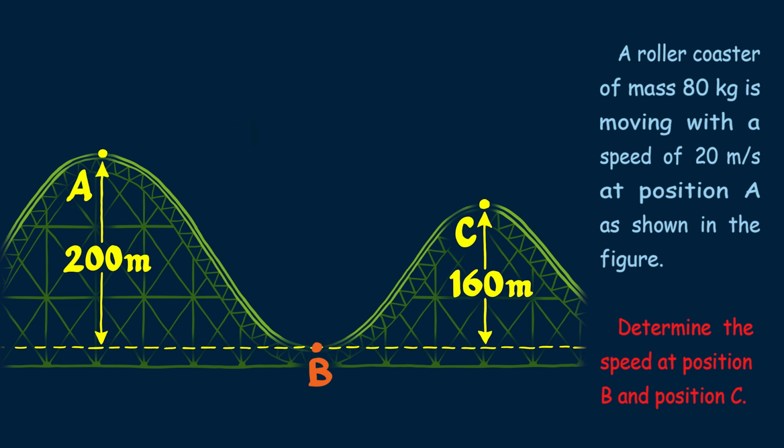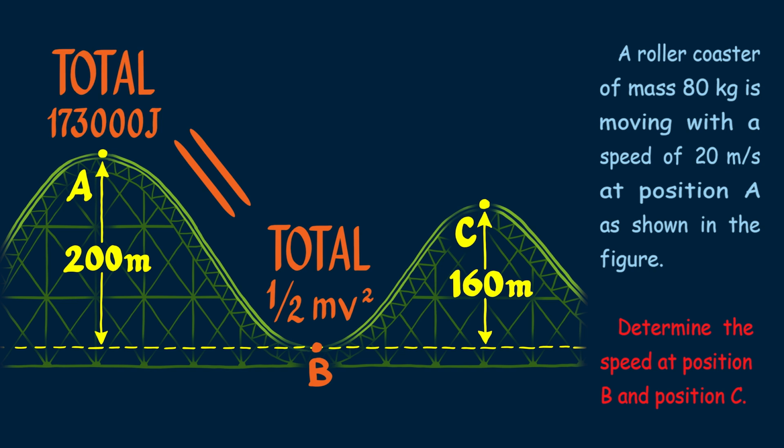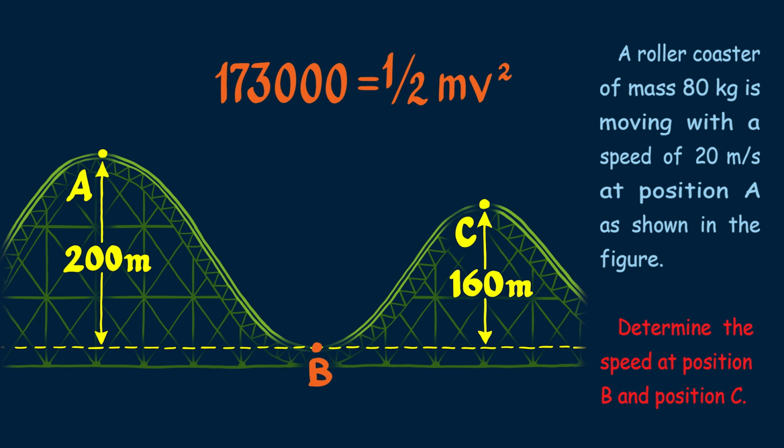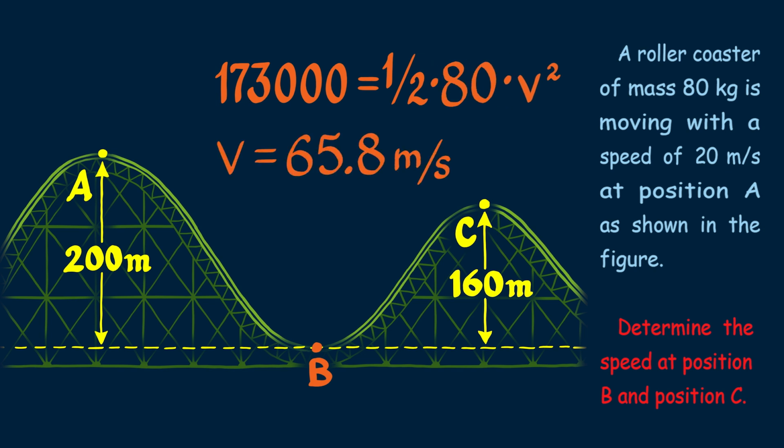Now by the conservation of energy, this total energy at point B must also equal the 173,000 joules of total energy at point A. So all that's left to do is to solve for v, which gives us a speed of 65.8 meters per second.